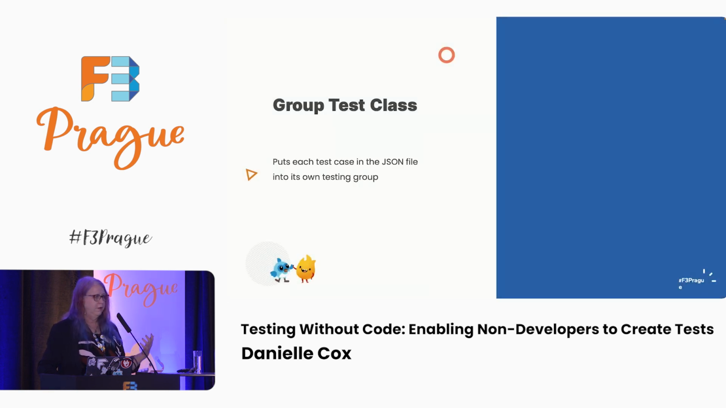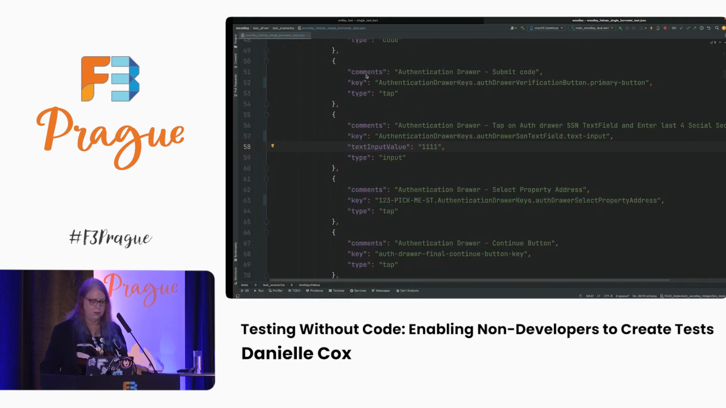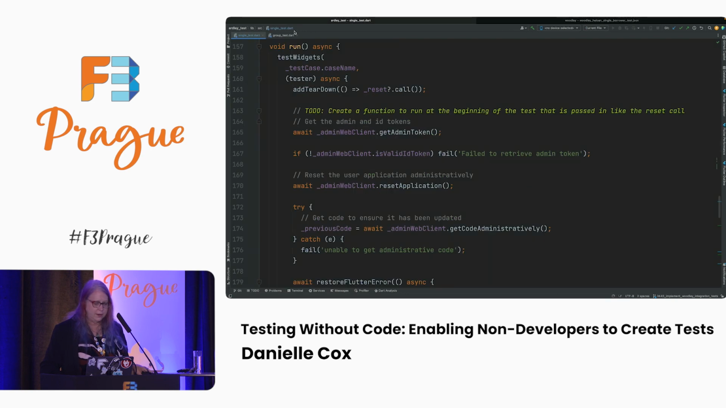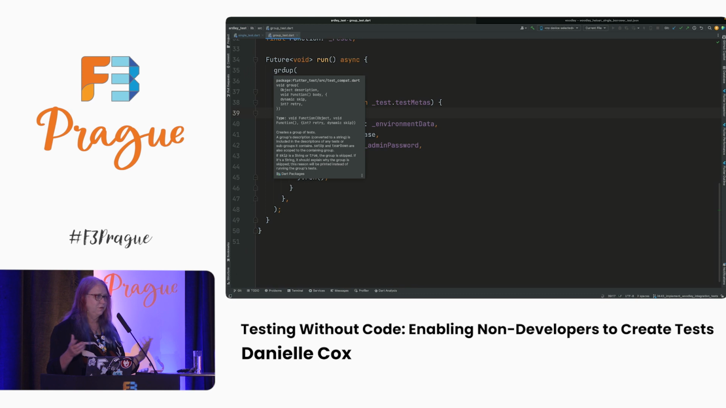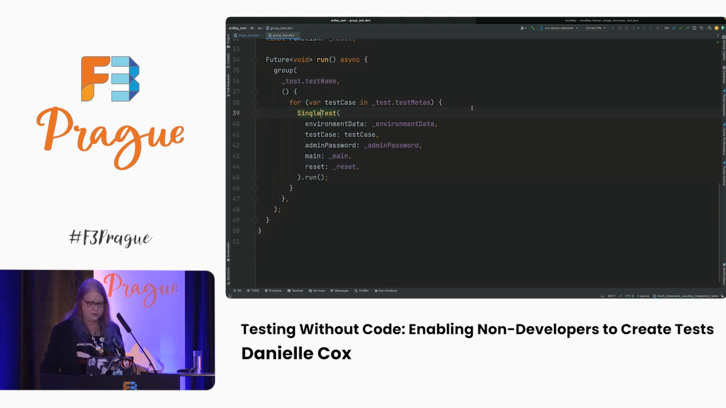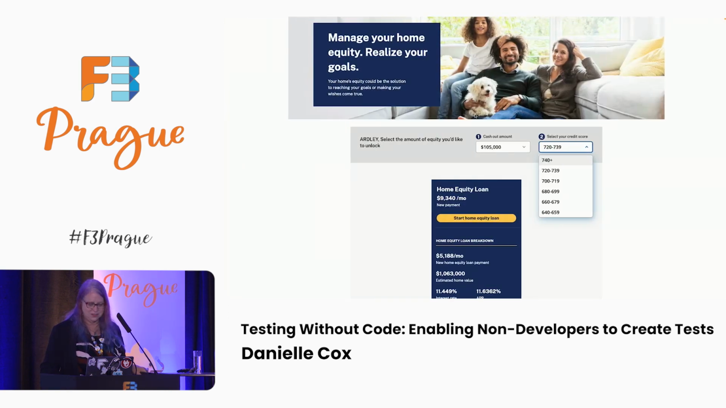Okay, I've got a group test class in the library, and that's really easy. If we take a look at that, it actually does a group, which is from Flutter test. If you're familiar with Flutter test, a group is basically a group of tests that are together as you're running through, and it's useful for when you want to isolate which tests you're running. I only want to run this group, for example. That's where that's useful, and it's simply a for loop. It just runs through all the tests, and it does what I'm calling the single test class.